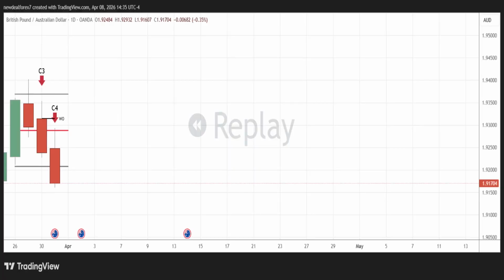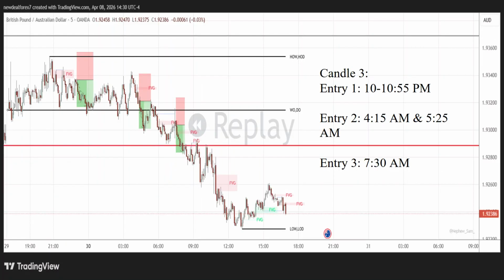So let's take a look at an example here and show you how this would work. So we have a candle 1, candle 2. This is the daily candle 3, and this is the daily candle 4. So first we're going to take a look at candle 3 on the 5-minute chart. Now this video isn't so much about entries and how to trade as much as it is about risk management. But I'm just going to show you.